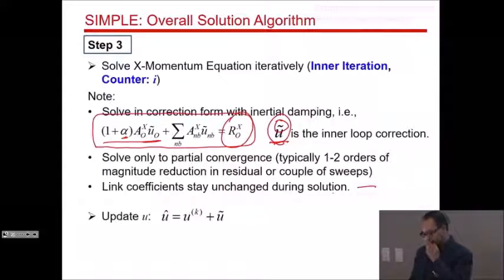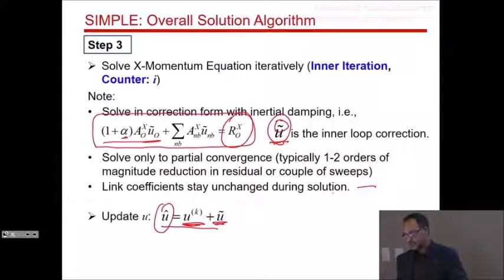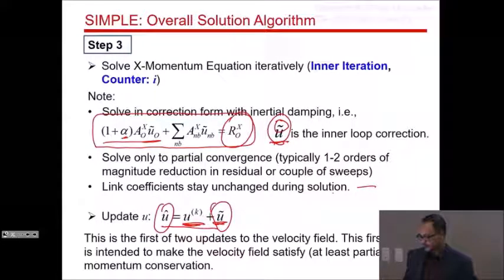Update your U after you solve for your correction, and you're simply saying that my U hat, which is the velocity field that I get by solving the momentum equation, is whatever I had in the previous iteration plus the updated value that I get by solving the momentum equation. This is a correction, remember now. So this is the first of 2 updates to the velocity field. This first update, as I said, is intended to make the velocity field satisfy momentum conservation, at least partially.